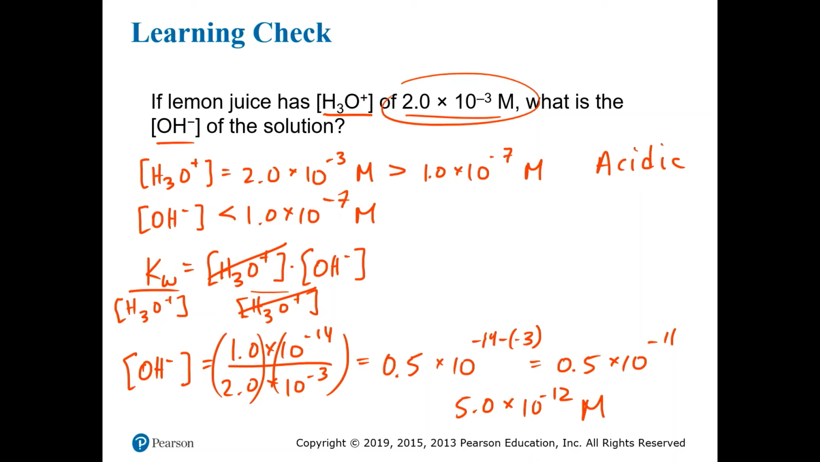This is less than 10 to the minus 7th, and so this confirms that this is an acidic solution with a very low concentration of hydroxide.